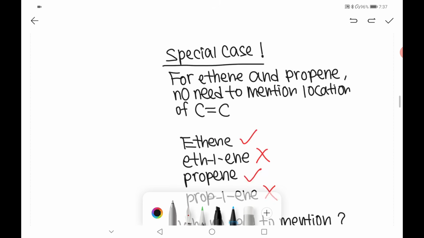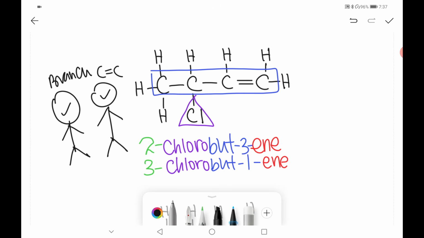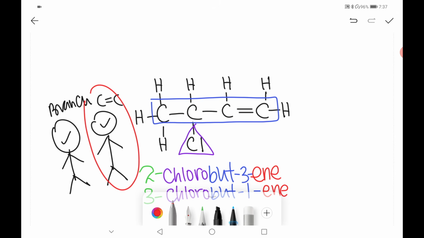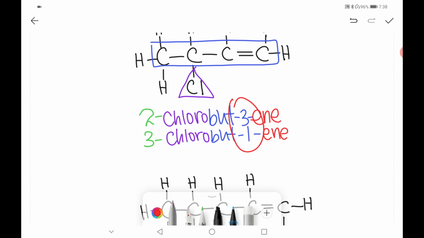So you see, the branch wants the small number, and the double bond wants the small number. So we should give the small number to the double bond. We let the double bond take the smallest number. The double bond number is always at the back, so we always make sure the number at the back is as small as possible. Don't bother about the number at the front. Just look at the number at the back.